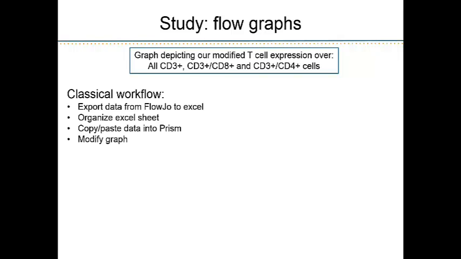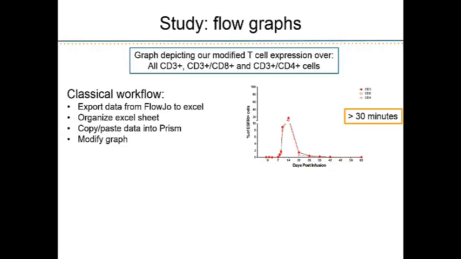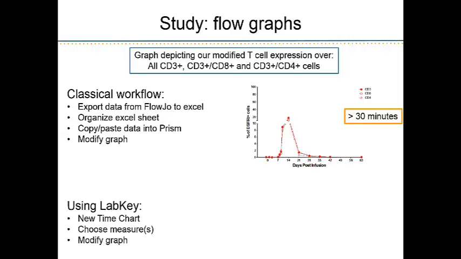A classical workflow would be for me to export this data from the FlowJo files, put it into Excel, organize the Excel file the way that I wanted it, and put it into Prism. Then from Prism, spending a lot of time making each graph pretty, and this is kind of what they end up looking like. This will probably take me 30 or more minutes, depending on how many workspace files I actually have to search through to extract this data. And for the first trial, we have 115, so that's much longer than 30 minutes.